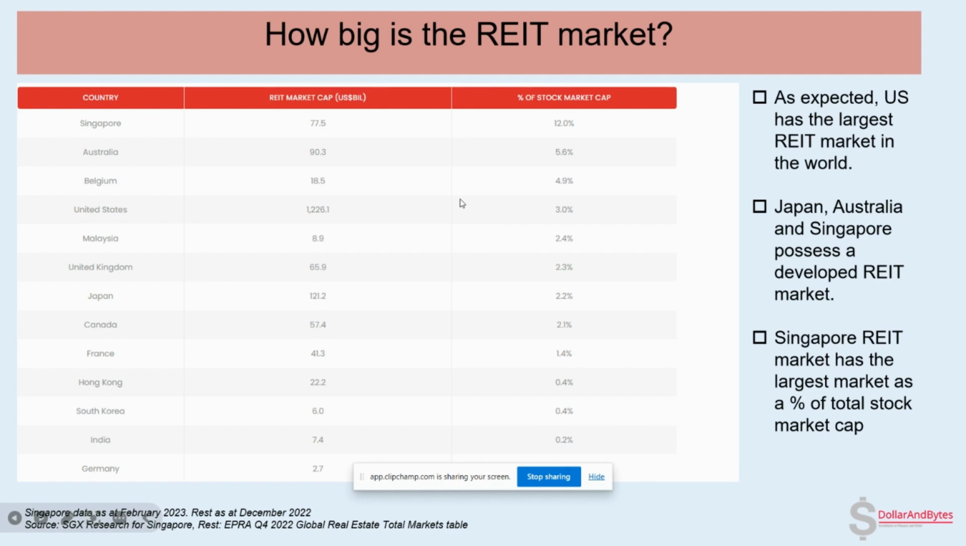So this matrix lists the largest REIT markets as a percentage of stock market cap, and Singapore is on top because it has a relatively smaller total market cap, while its REIT market is much bigger than in other countries in relative terms.